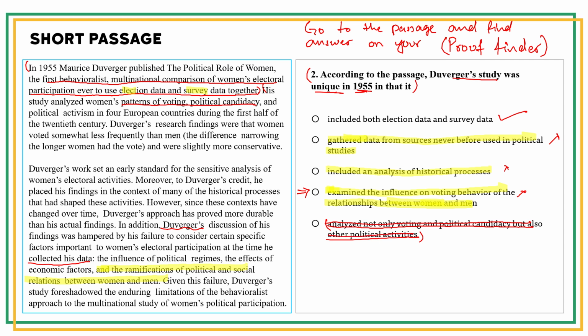But then for option A, we have a clear-cut proof that yeah, it was the first ever to use election data and survey data together. So option A, it was unique because it included both election data and survey data, is correct.